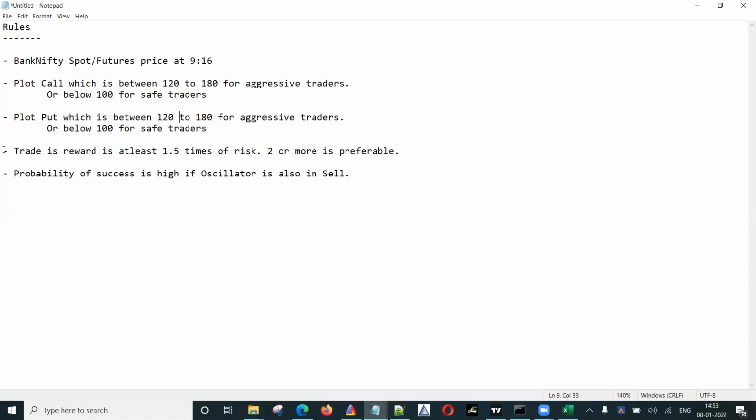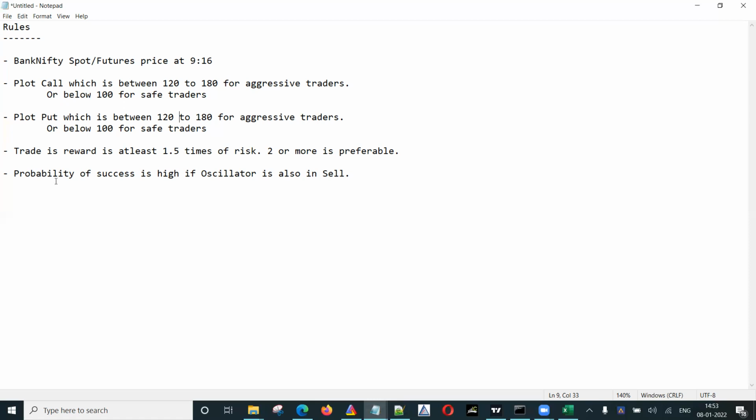Like, for example, if you trade 100 lots on the call side, right? If the system says that trade 10 lots and your maximum capacity is 100 lots, then you can trade 100 lots. If the system says trade two lots, then you will have to take 20 lots, right? Because your multiple is now 10 times. So that is how you can position yourself. I will be showing that on the chart.